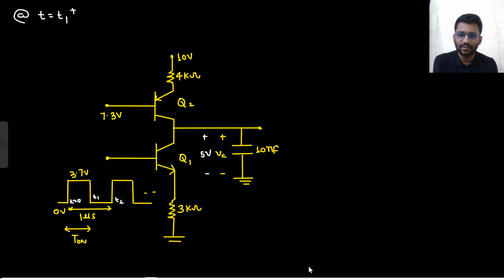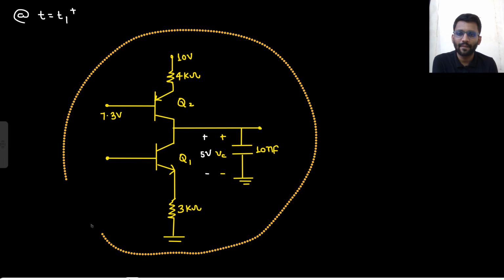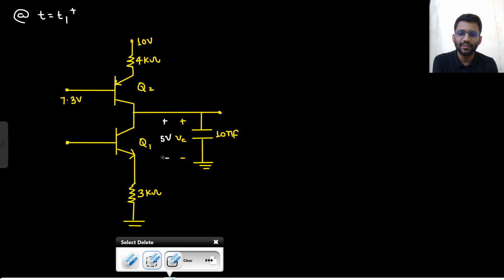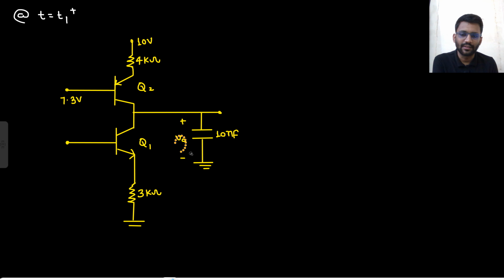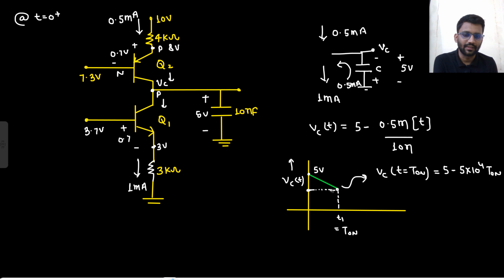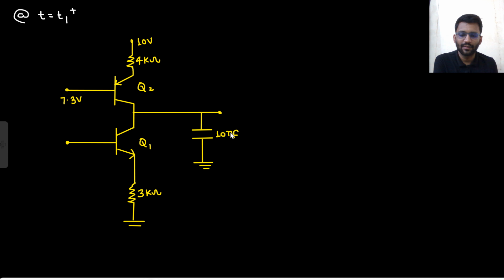At T equals T1 plus, what is the input? The input is 0 volt now, because this was our input. And what is your VC? This VC is 5 minus 5 into 10 to the power 4 into T1 at T equals T1 plus, and the input is 0.